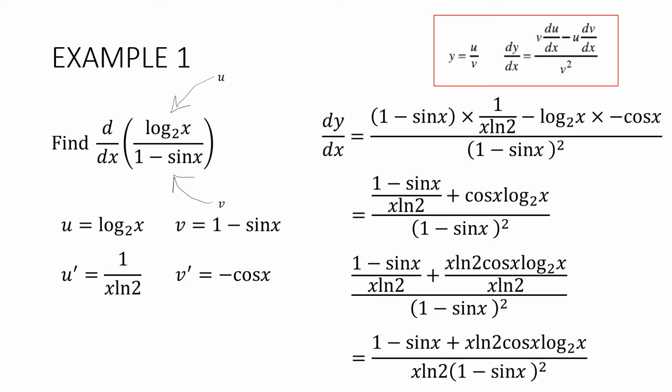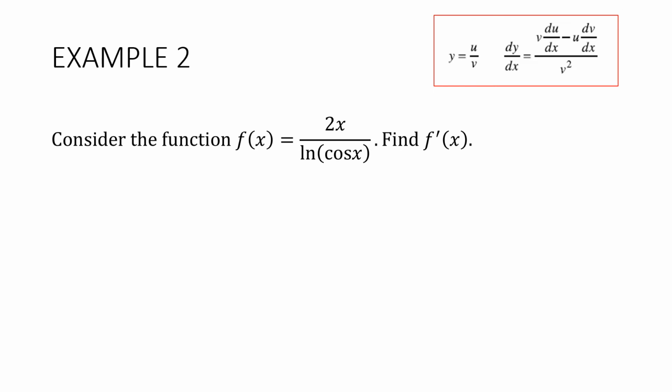Okay, that was a bit hard, that question. Let's see if we've got an easier one to keep going with. Here's example 2. Consider the function f of x is equal to 2x over ln of cos x.